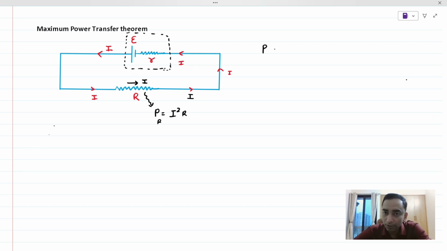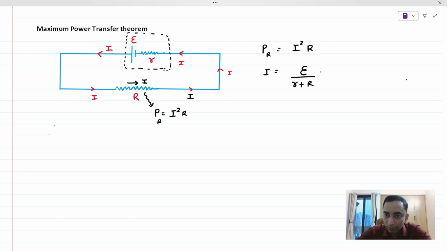So we know that power across the resistor is I square times R. Basically, we are supposed to set the value of capital R such that we get maximum power across the external resistor. Now the total current flowing through the circuit is equal to capital E divided by R plus r, because the internal resistance as well as the external resistance are in series connection. So the current coming out of the battery is equal to the total potential difference divided by the total resistance.